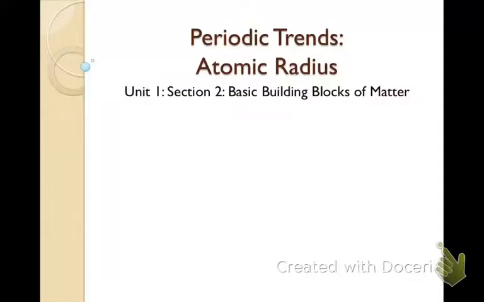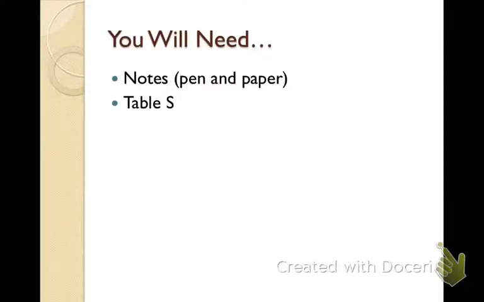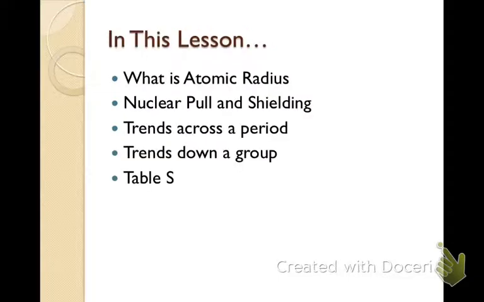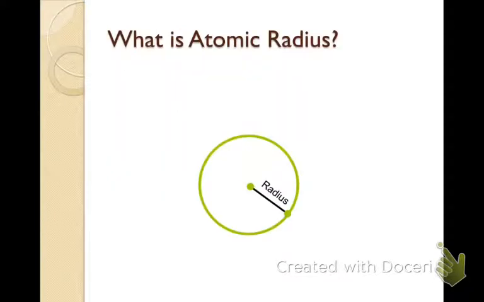Hi everyone, so we're going to talk about the atomic radius and its trends on the periodic table. We'll need our notes as well as table S. So we'll talk about what atomic radius is and factors that contribute to it, which are nuclear pull and shielding, some trends across a period and down a group, and we'll talk about table S as well.